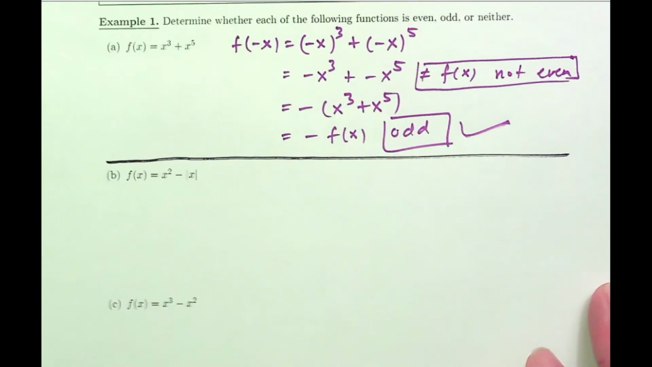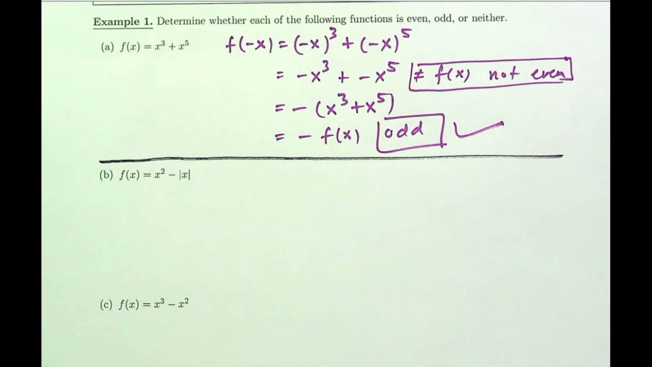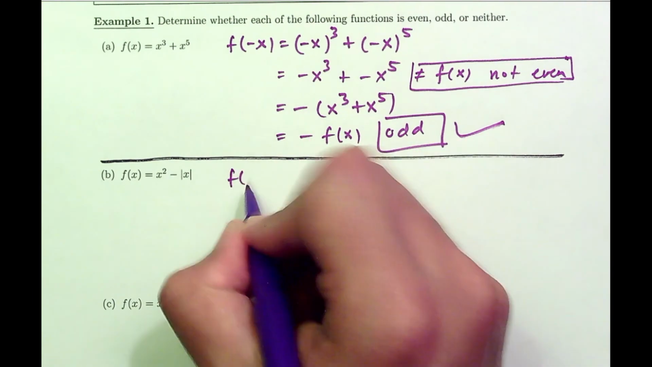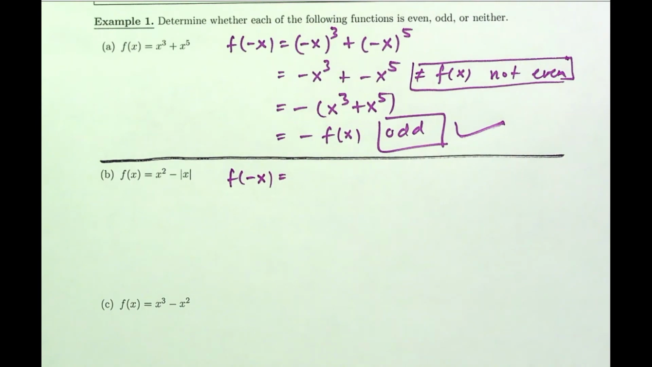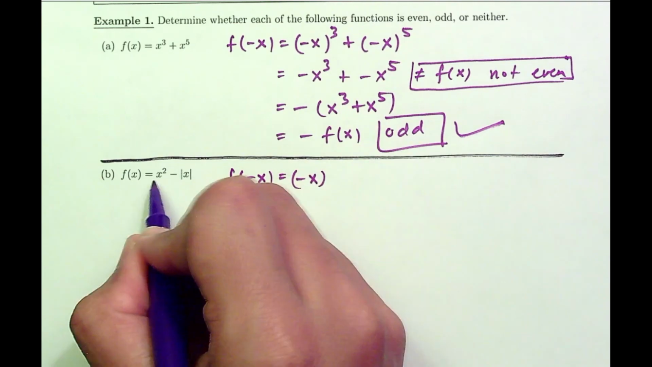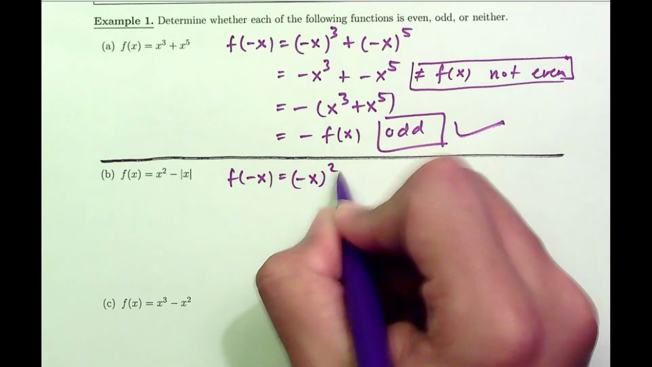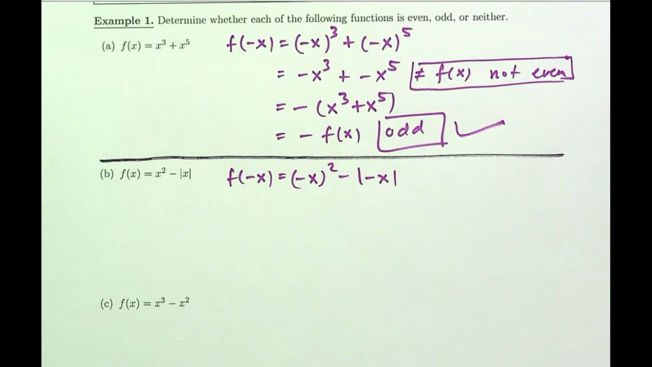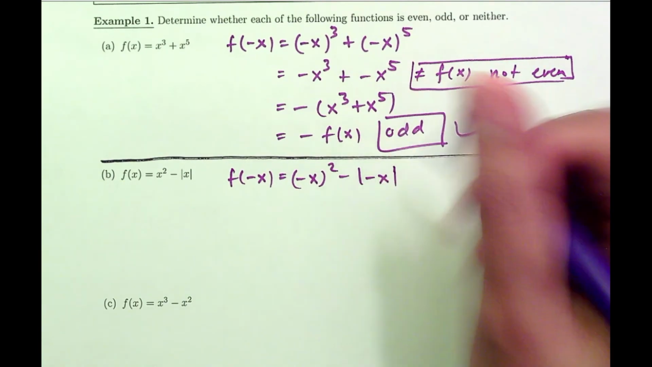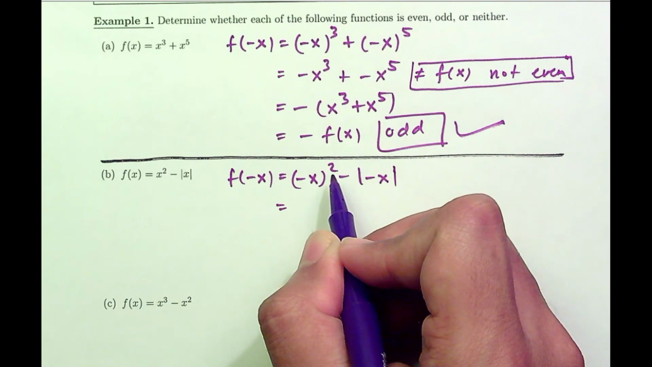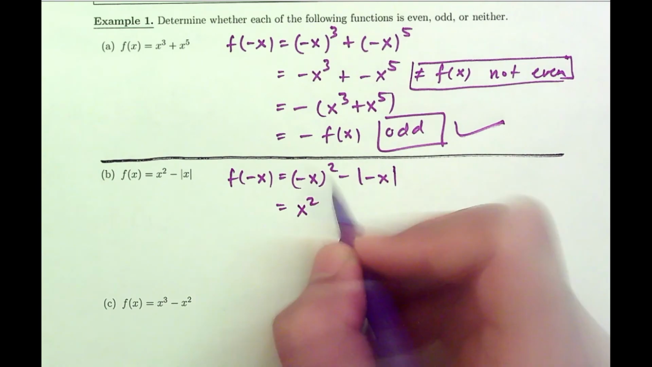Okay, let's try another one. Let's figure out whether this is even or odd. So we start out the same way. Plug in negative x. Then we're going to simplify this as much as we can and compare. So negative x replaced here will be negative x squared minus the absolute value of negative x. Wherever I see x, I replace it with negative x. And then we're supposed to simplify this as much as we can. Negative x squared, I'm raising it to an even power, so it's going to be positive, so it's going to be x squared.